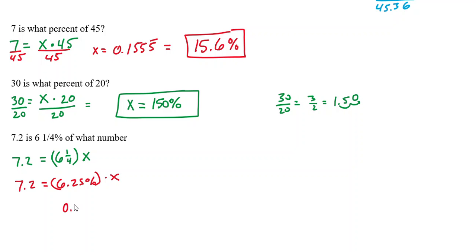6.25 is 0.620. Whoops, still doing it wrong. 0.0, move the decimal over 2 spaces, 625 times x equals 7.2. Isn't that funny? I did the same thing I warned you against. Don't get decimals and percents mixed up. Even a percent in decimal form is still a percent. We have to divide by 100, or we have to move the decimal over 2 spaces. So now we're going to divide by 0.0625.